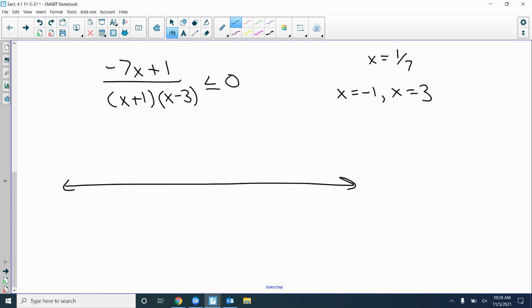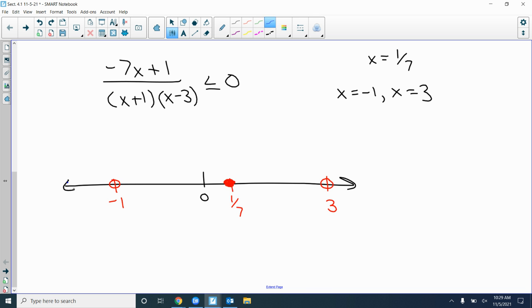Number line here, 0. And now negative 1, it really doesn't matter where you put this stuff as long as it's in the correct spot. So negative 1, we'll put way over here. Can it equal negative 1 and be part of the solution? No, because it's in the denominator. It'll make it undefined. So I'm going to put an open circle there. Can it equal 1/7? This is 1/7. It can because that's the numerator. And 3. Put this over here. Can it equal 3? Nope.